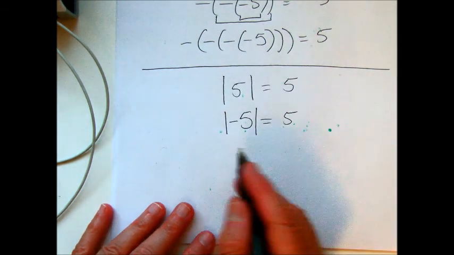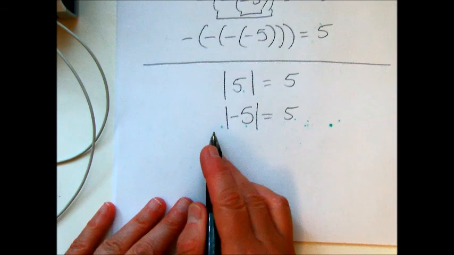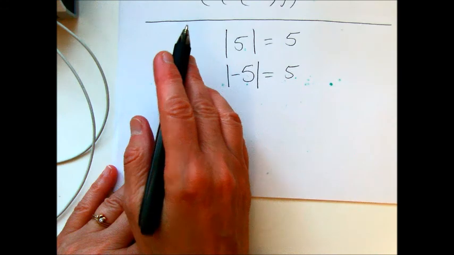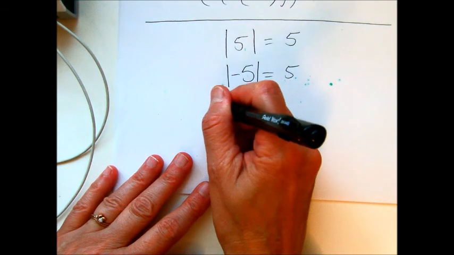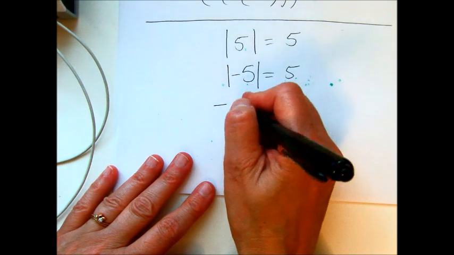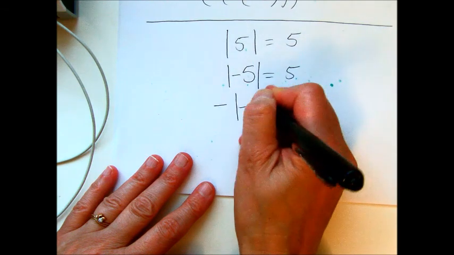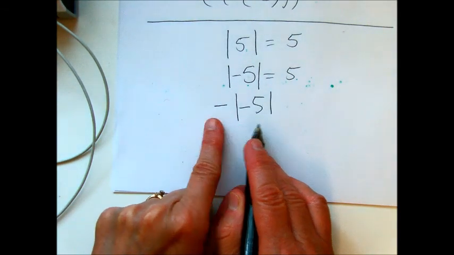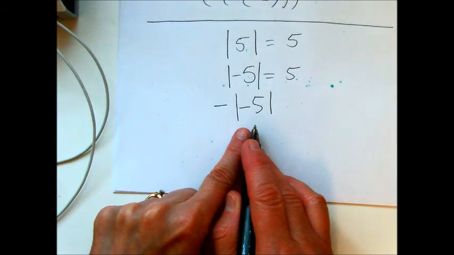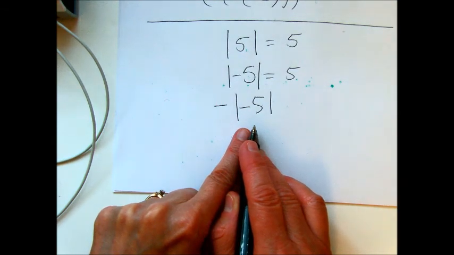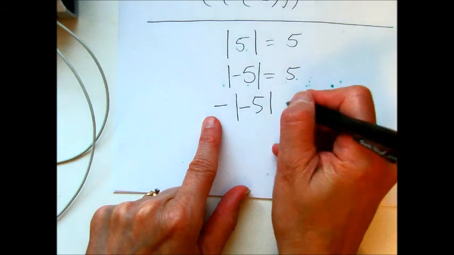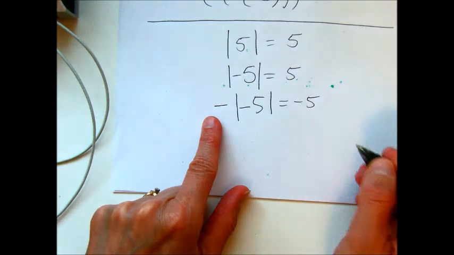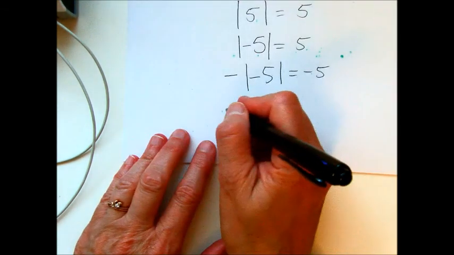But sometimes we have negative symbols on the outside, similar to what I just did up there. So if we have the opposite of the absolute value of negative 5, again, we want to start on the inside and work our way out. So the absolute value of negative 5 is 5. The opposite of 5 is negative 5. And again, we can do a trickier one.